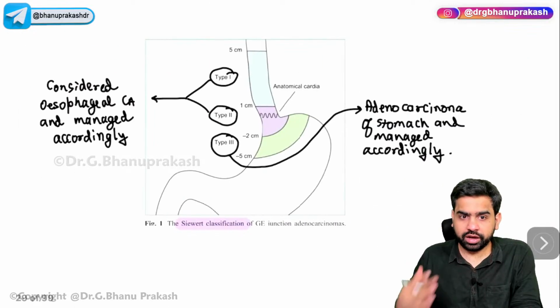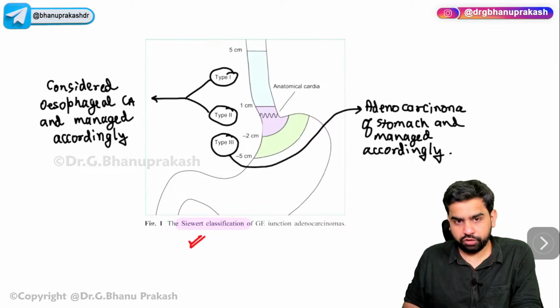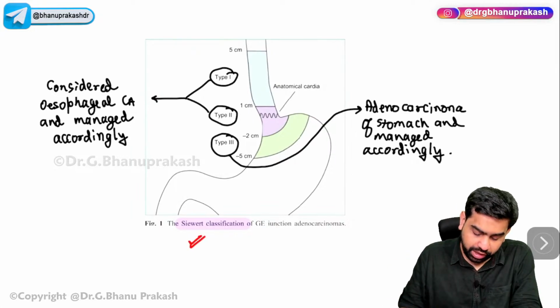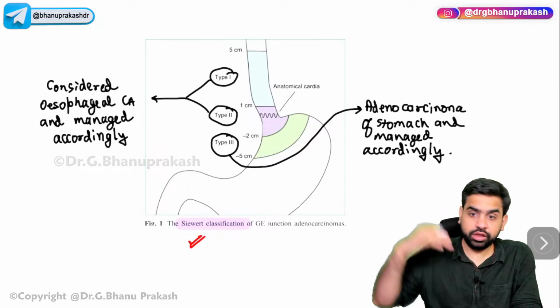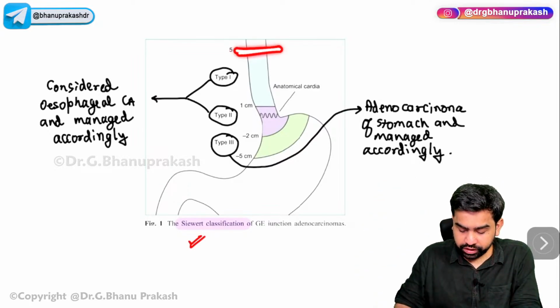Okay, so what are the classifications which we have for gastric cancer? The first one is basically the Stewart classification. So what is this particular Stewart classification? It basically tells us where this particular tumor is present. If the tumor is present 5 centimeters above to 1 centimeter above the GE junction, this is what is a Stewart's type 1.